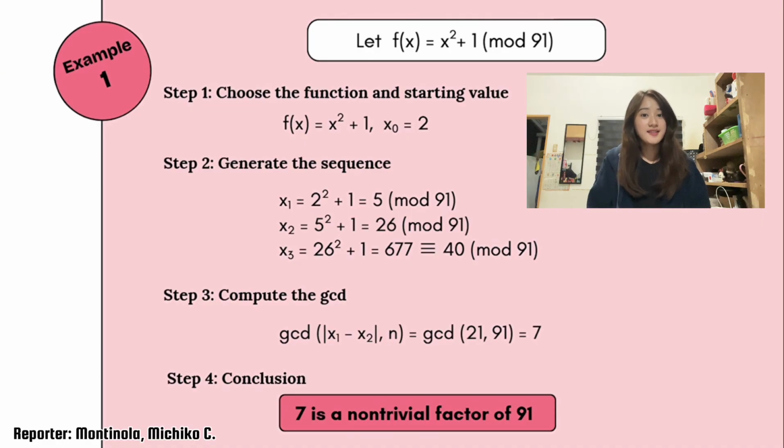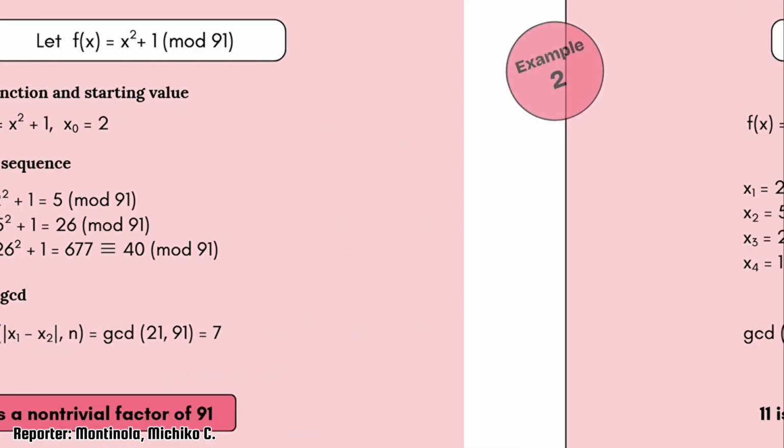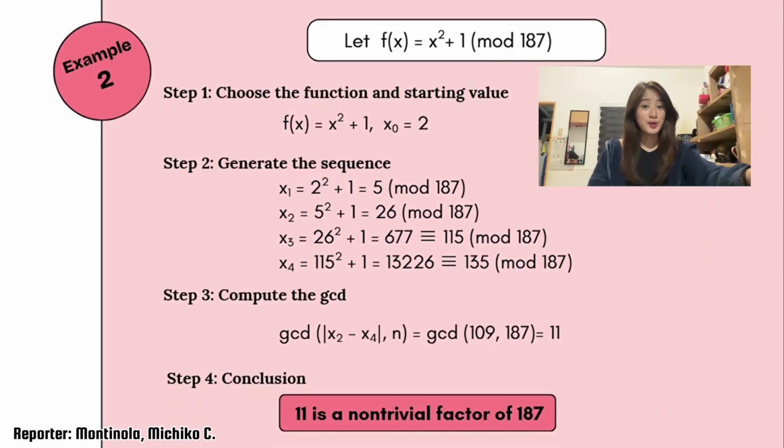And for our final step, which is the conclusion, we can now conclude that 7 is a non-trivial factor of 91. Let's now proceed with example number 2.